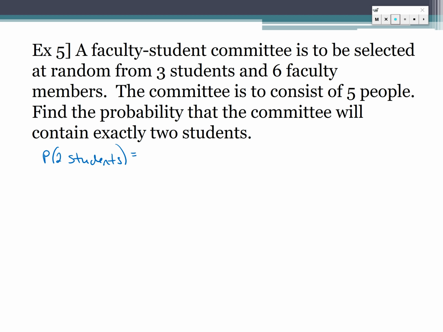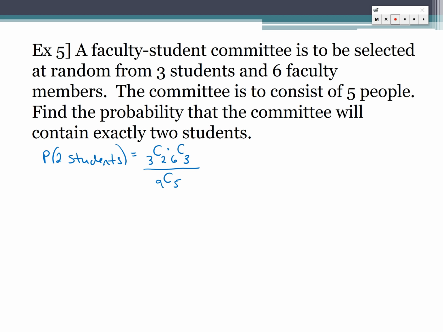So I have 3 students that I want to choose 2 from. And then I have 6 faculty members that I need to choose the rest of the committee from. So if I want 5 people, I need to choose 3 of them. Then I have 9 total people to select from. I want 5 for my committee.